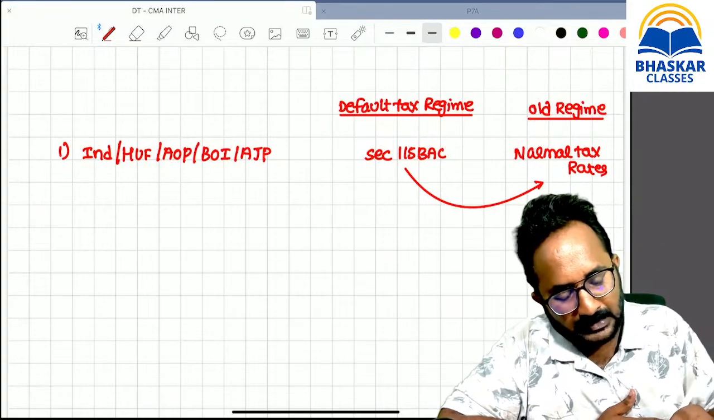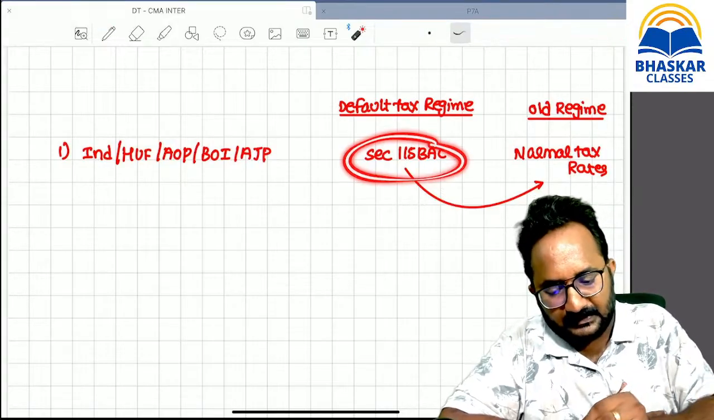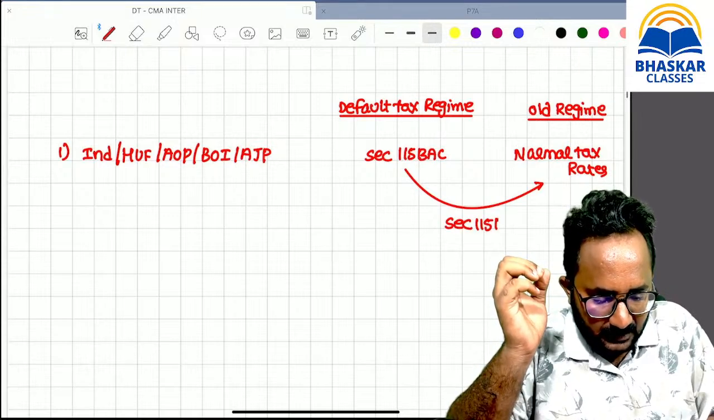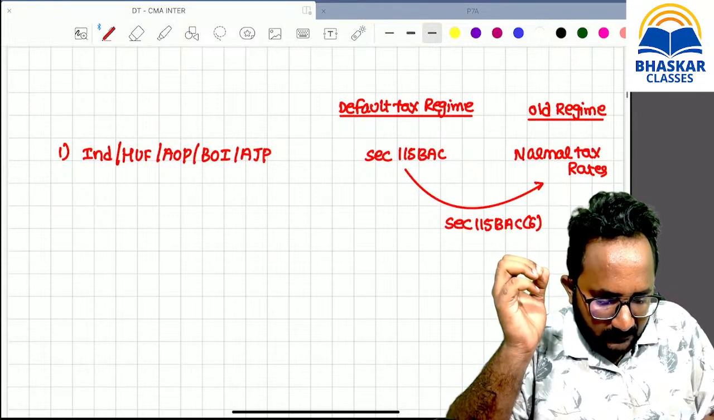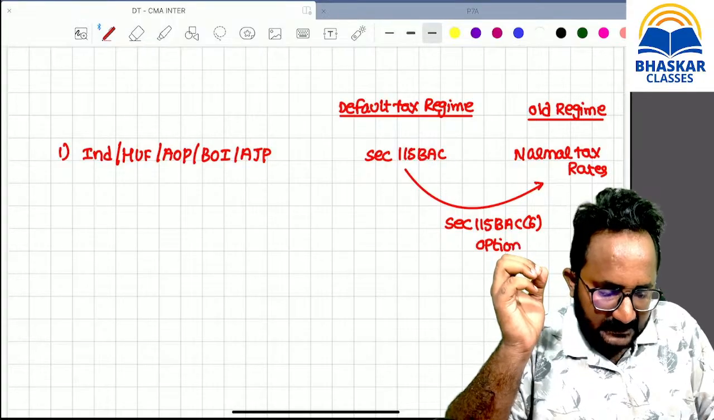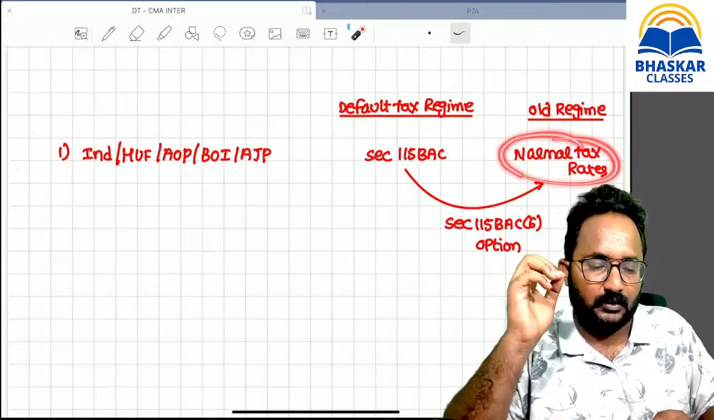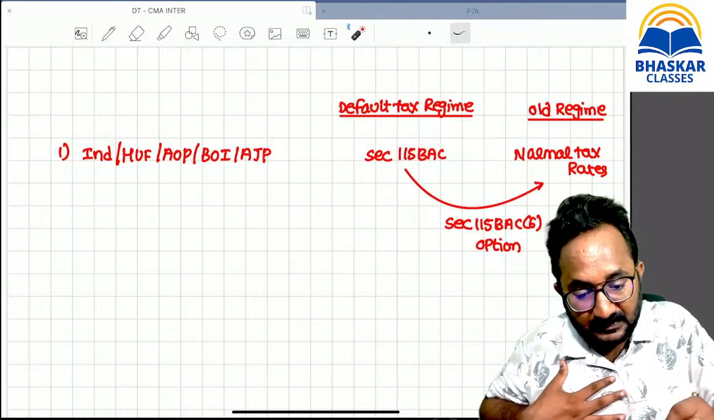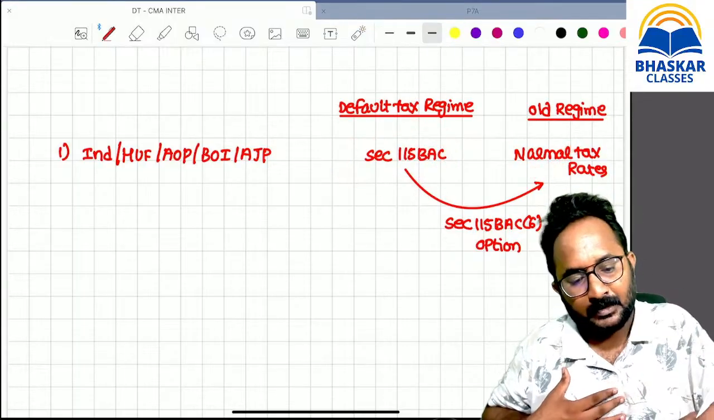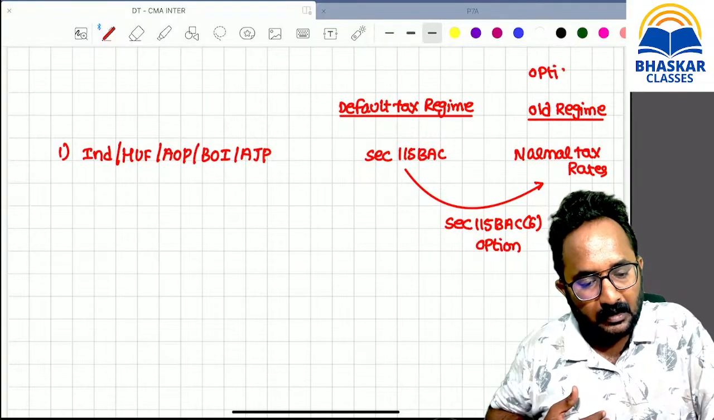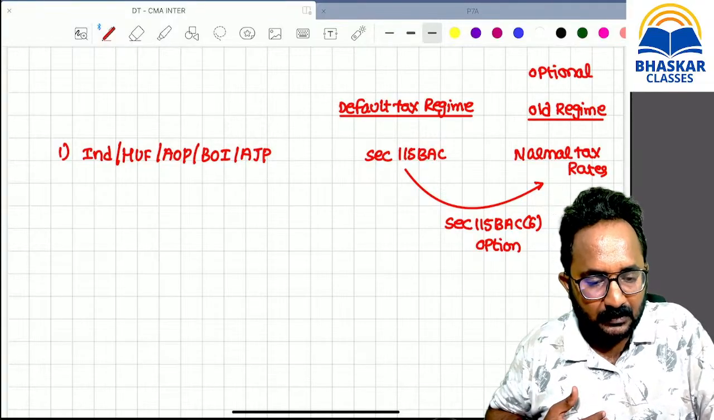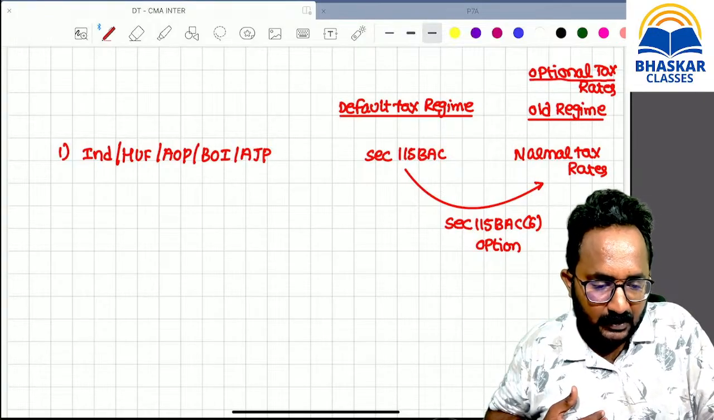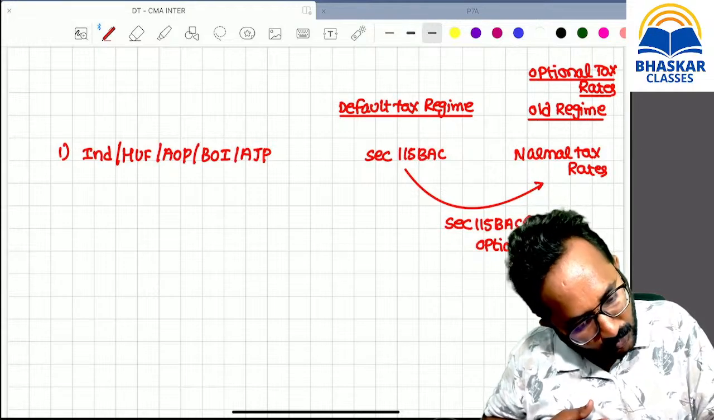Now I will tell you how we can shift from this default tax regime to the normal tax rates. In section 115BAC subsection 6, they have given the option. If you exercise this option, automatically you can go to the normal rates. From the default, you are selecting this option, so that's why this is called optional tax rates. Now I'm talking about individual, HUF, AOP, BOI, AJP only.